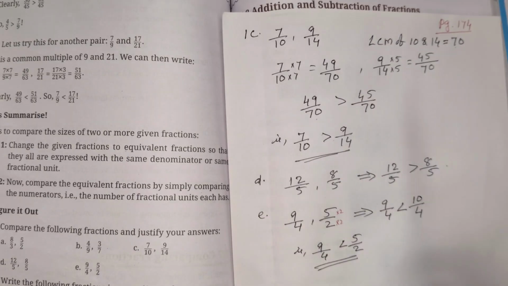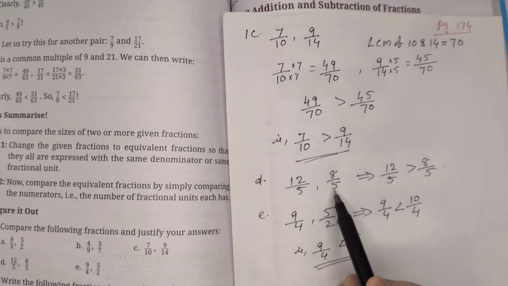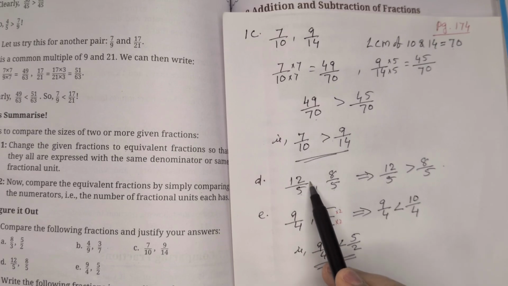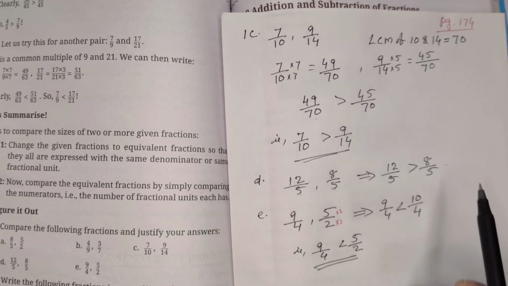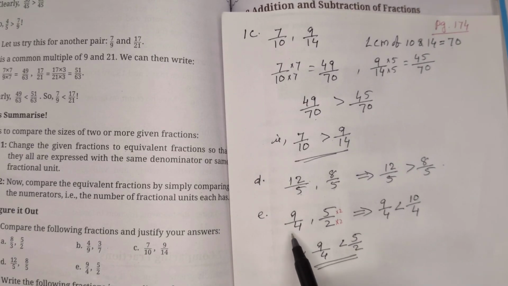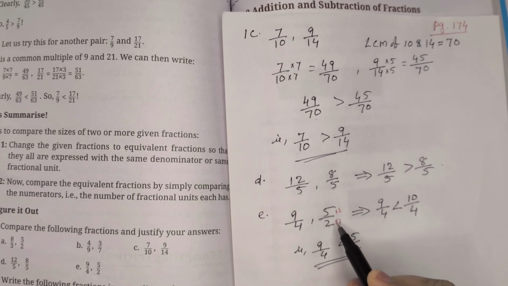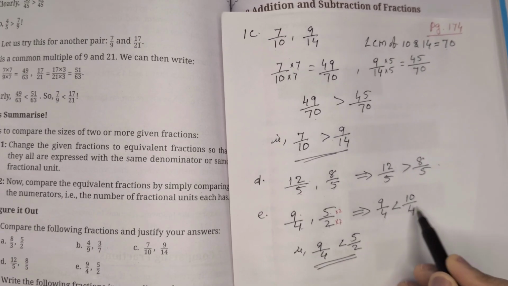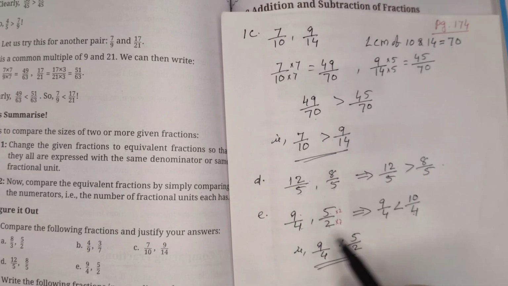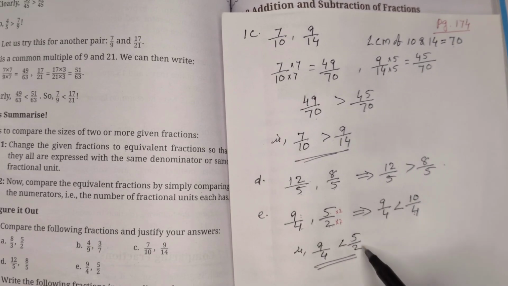Next one, 12 by 5 and 8 by 5, same denominators. So just compare the numerator. First one is greater than second one. 12 is greater than 8. Next, 9 by 4 and 5 by 2. Here 4 is a multiple of 2. So if you are multiplying second fraction by 2, we will get 10 by 4. And comparing 9 by 4 and 10 by 4, 10 by 4 is bigger. So we can write 9 by 4 is smaller than 5 by 2.